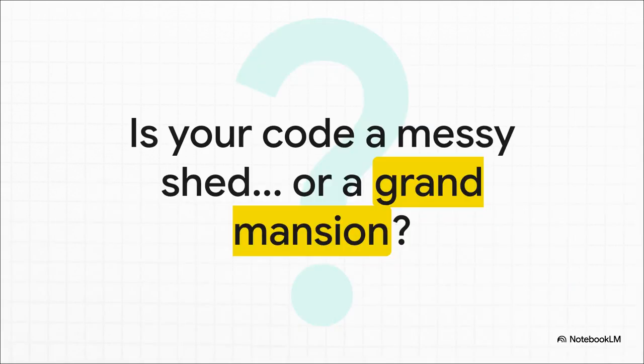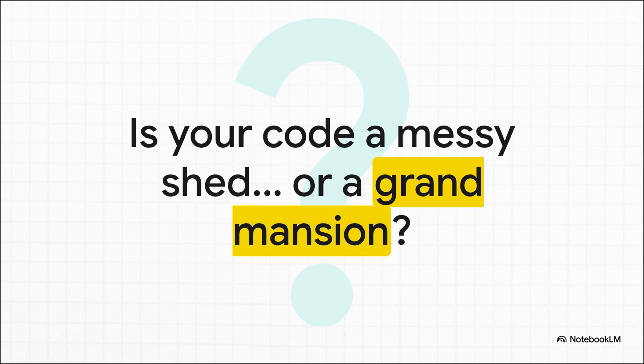So, I want you to think about the code you're writing right now. Be honest, is it kind of like a messy shed? Tools everywhere, you can't find anything, and it feels like one wrong move and the whole thing could just collapse? Or is it more like a grand mansion? You've got clear rooms, dedicated hallways, and of course, locks on the important doors. See that difference right there?